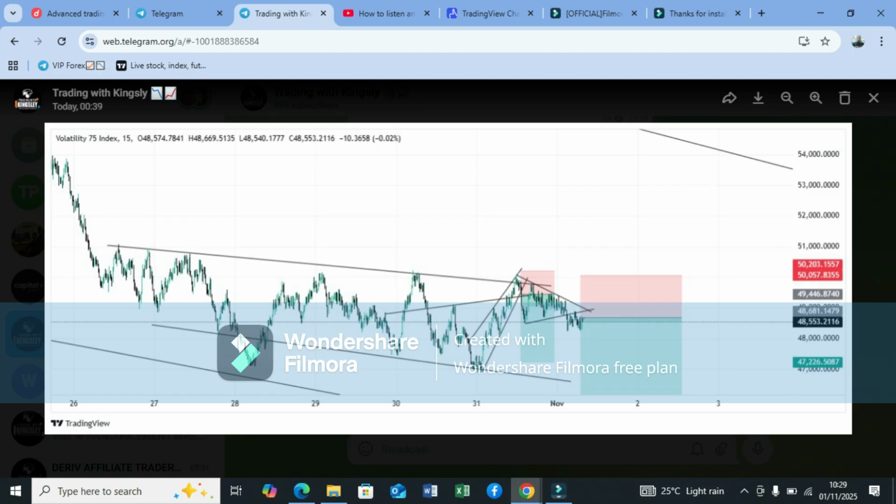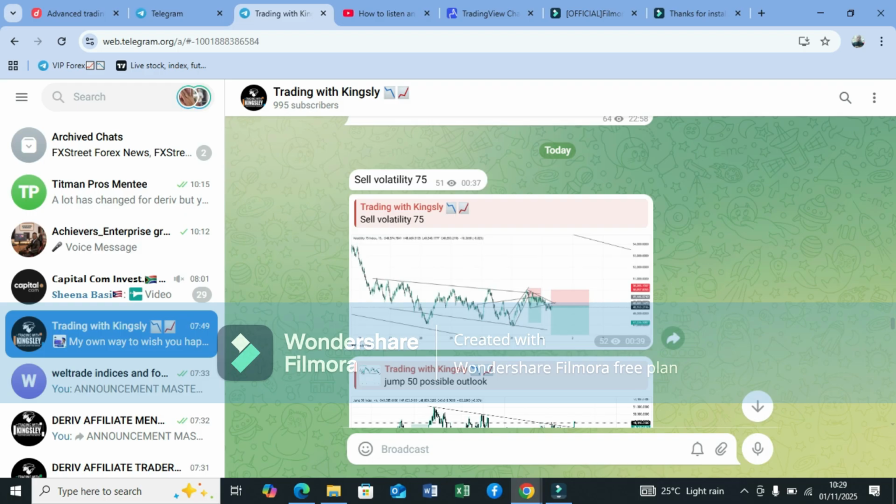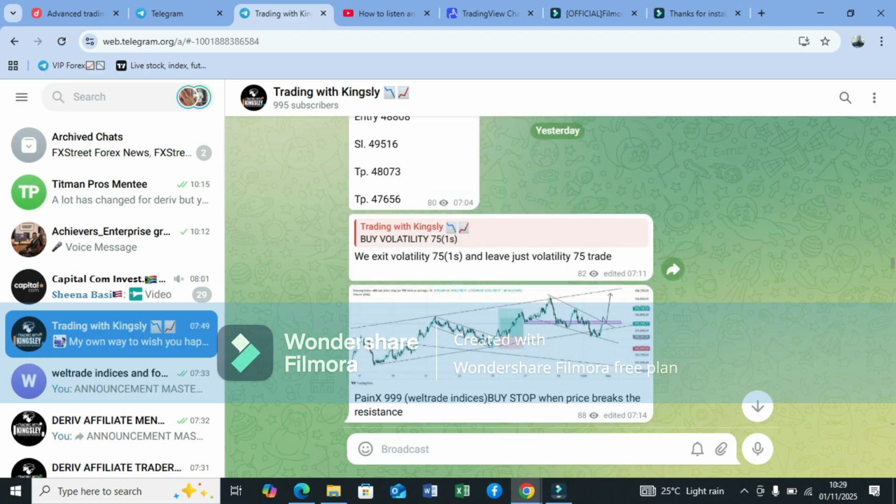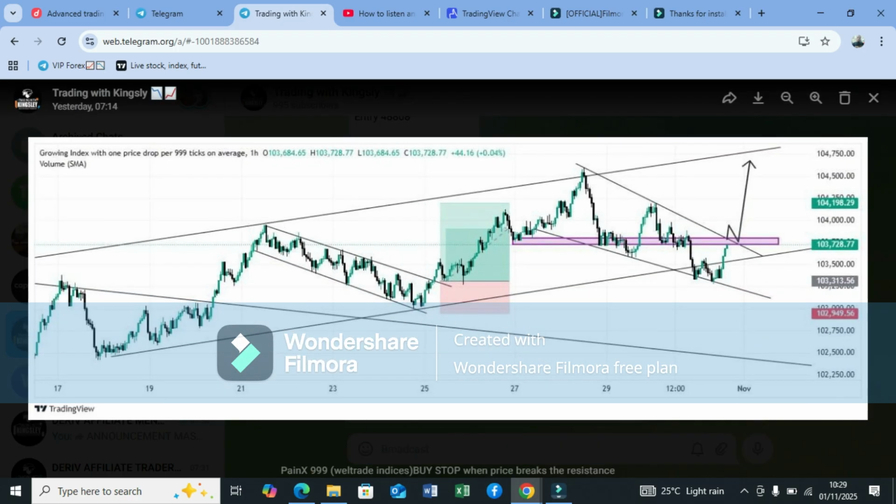Guys, this is amazing. If I want to begin to show you different trades, you can see these are all trades that we give, right? If you look at this, this is the one we just explained. We had this entry, this is for Weltrade indices.